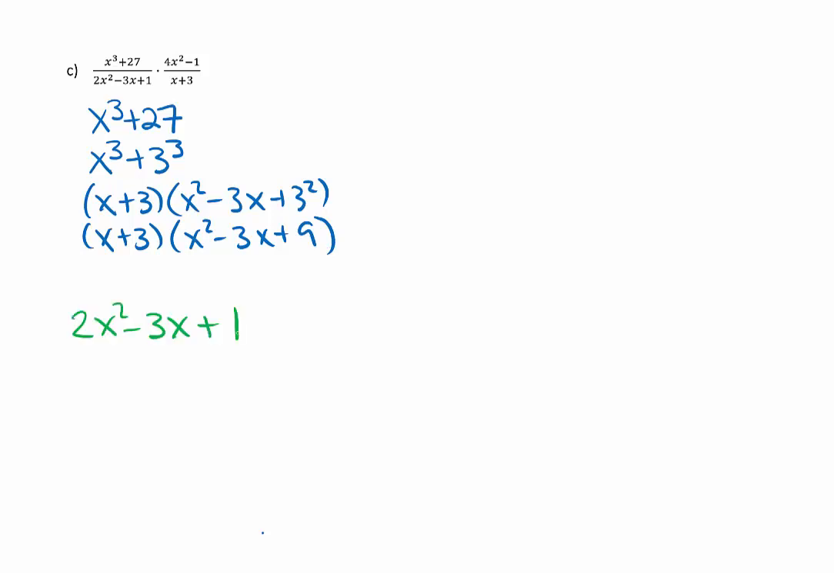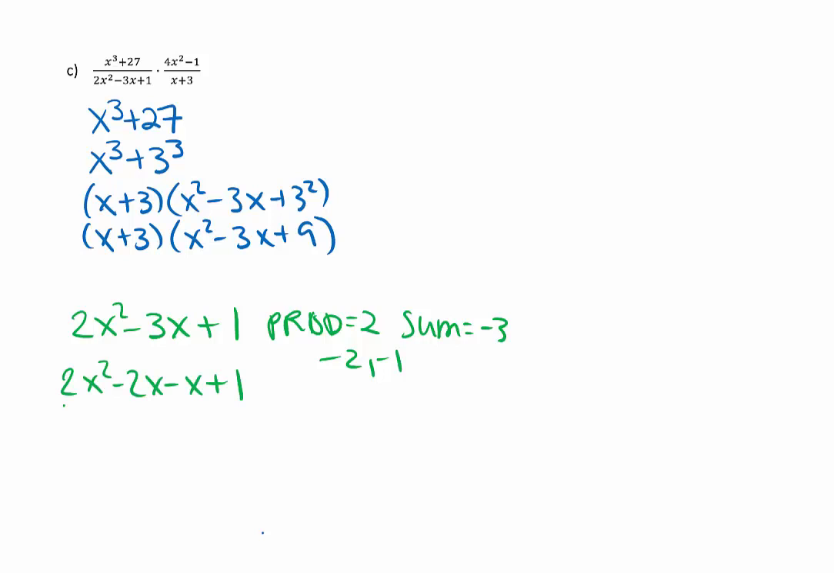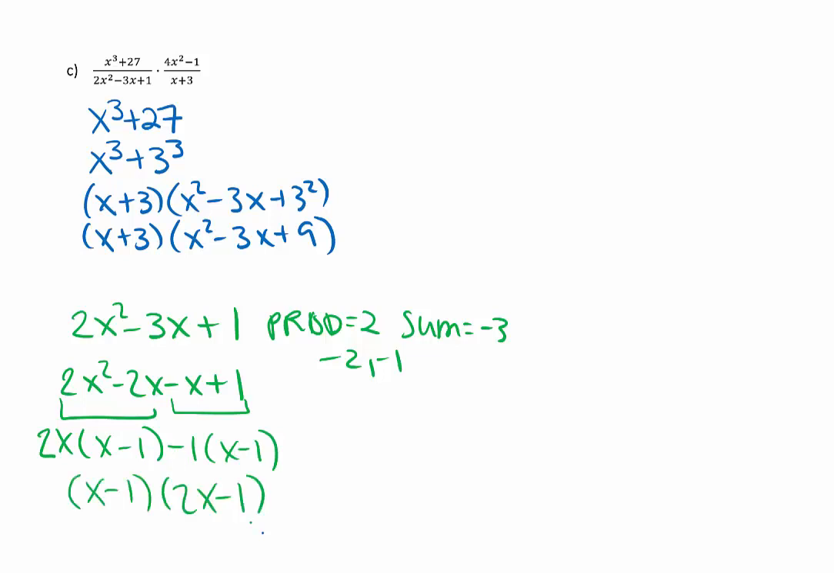Okay, denominator of the first fraction, 2x squared minus 3x plus 1. No GCF, 3 terms. I'm going to use the AC method. 2 times 1 is 2, so I need a product of 2 and a sum of negative 3. Negative 2 and negative 1 will work. Copy down the first term. I break the middle term up into 2 terms using those numbers, negative 2x minus 1x. Copy down the last term. I can take a 2x out of the first 2 terms, left with an x minus 1. I pull a negative 1 out of the second 2, left with an x minus 1. So in factored form, we've got x minus 1, 2x minus 1.